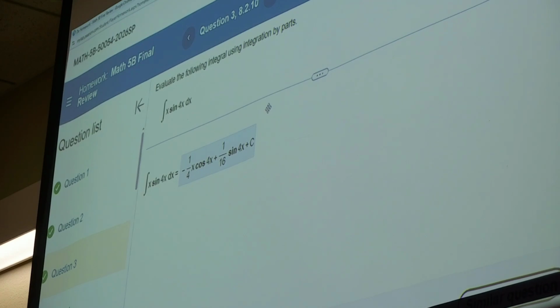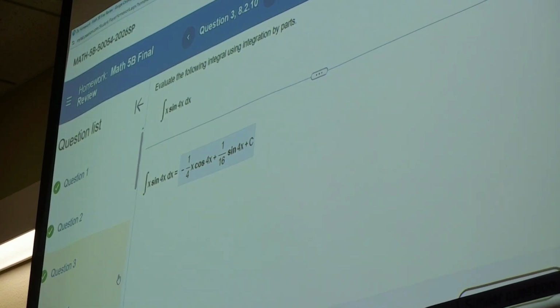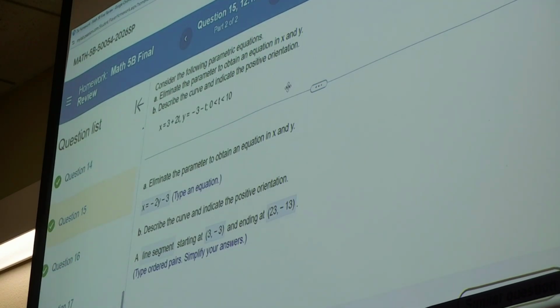Are we good? I still haven't looked at 15 to 18, so I don't know what the hardest one out of all those is. So this one here, you solve one of these for t and substitute it into the other one, get an equation.